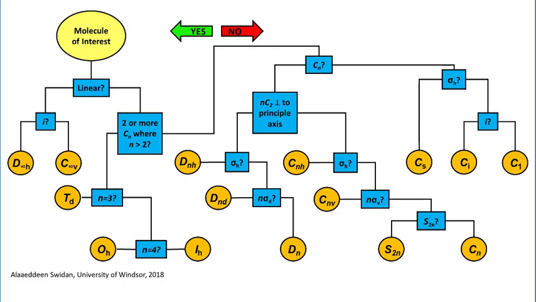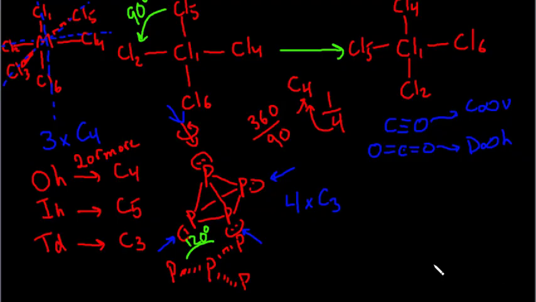Now, if the compound is not linear, then you want to take a look and see if it has high symmetry and if it's either octahedral, tetrahedral, or icosahedral. There are different ways you can look at it, but you want to see if you have two or more Cn axes where n is greater than 2, and then from that you can see if you have C3, C4, or C5 rotation axes that you're looking at, and from that you can assign these.